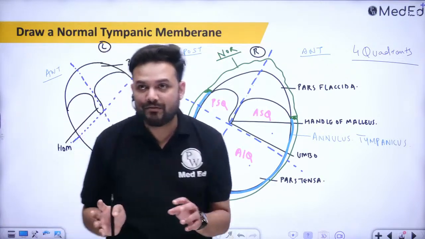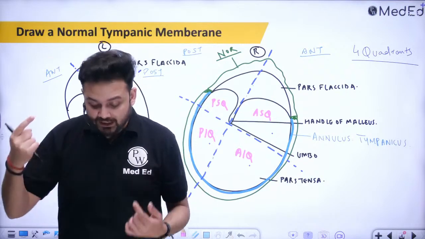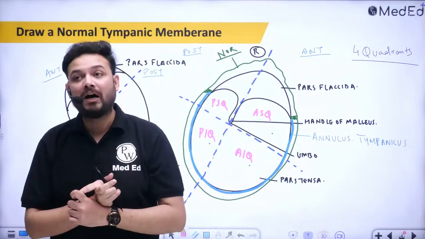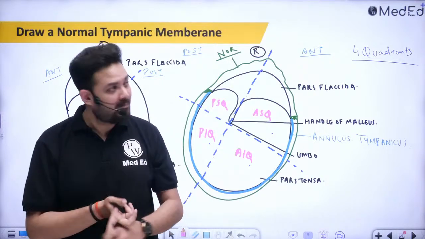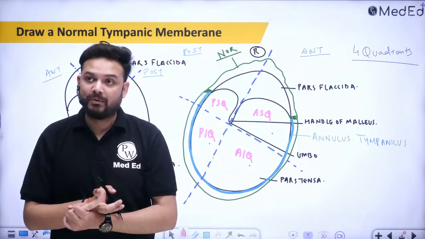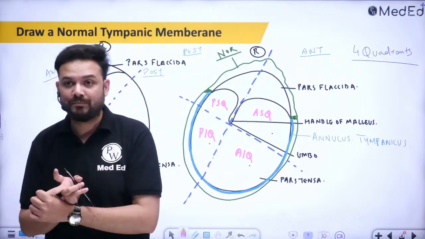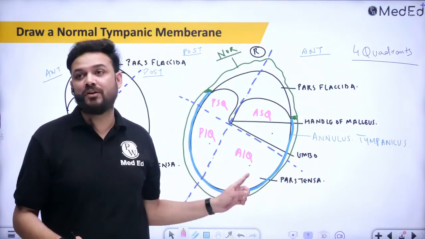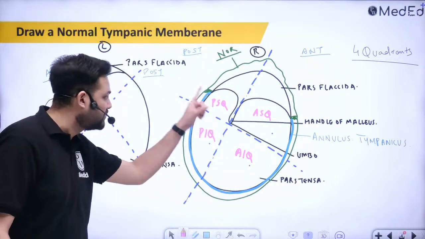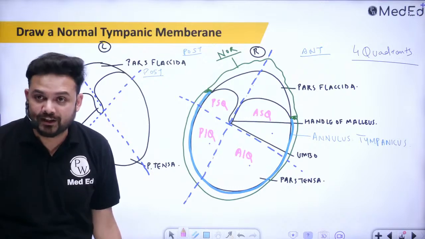So let me just revise what I told you. You need to be very careful in the questions the particular examiner will ask you. First, if they ask you what are the parts of tympanic membrane, you have to tell pars tensa, pars flaccida. If they ask you what are the layers of tympanic membrane, you have to tell epithelial, outer, middle, fibrous, inner, mucosal. If they ask you quadrants of tympanic membrane, then you have to tell antero-superior, antero-inferior, posterior-superior, posterior-inferior. Please be very careful in what the examiner is asking you.